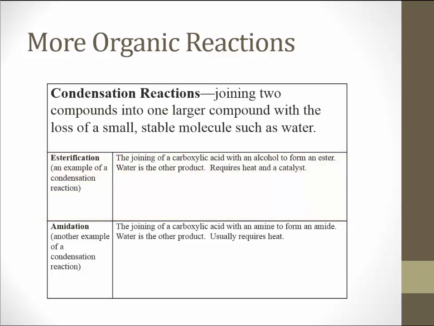Amidation is the joining of a carboxylic acid with an amine to form an amide. Water will be the other product. This often requires heat, or in human beings, it requires specific enzymes that can make this reaction happen. This reaction is much more difficult to reverse.